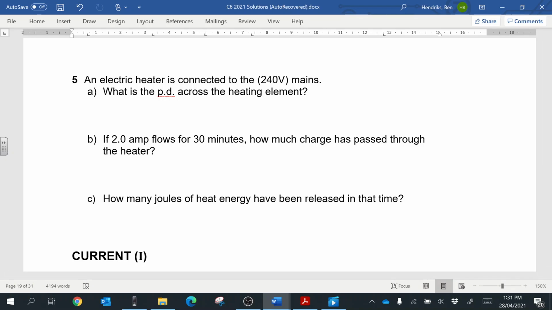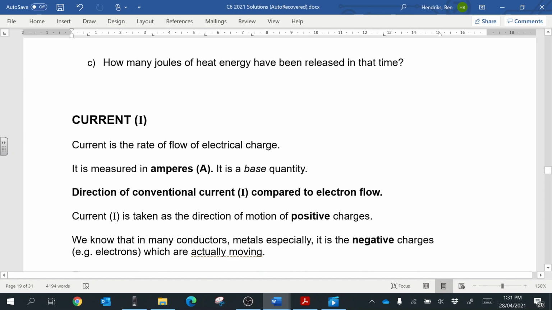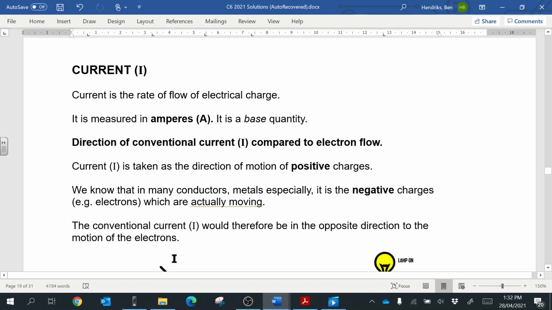We're going to do this example 5 shortly, but first of all I want to talk about current because it plays a role in that example. Current, and we give current the symbol I, is the rate of flow of electrical charge, how quickly charges move around a circuit. It is measured in amperes, A, and it is a base quantity. So it's a base SI unit.